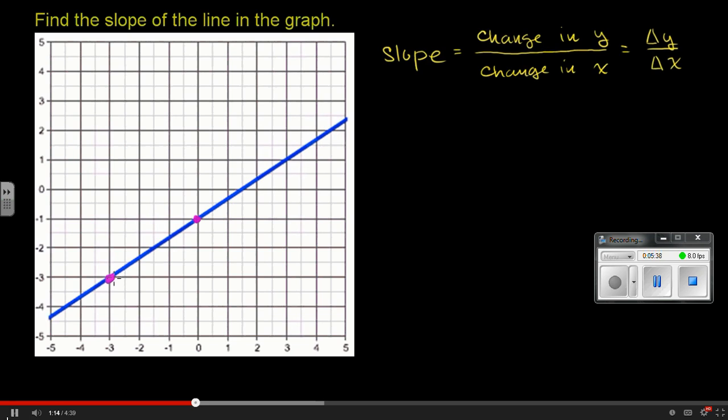Change in y, and what is the change in x? So first let's look at the change in x. If we go from there to there, what is the change in x? My change in x is equal to what? Well, I could just count it out.